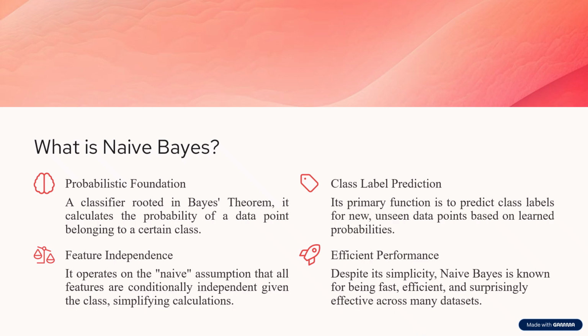Next is class label prediction. Class label prediction is to predict the class labels for new and unseen data points based on the learned probabilities. What it means is that it predicts the labels for new data, which is not seen in the data points. All of these, it goes for finding the probabilities of those kinds of inputs.